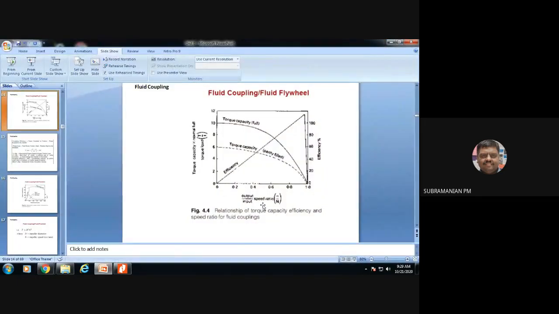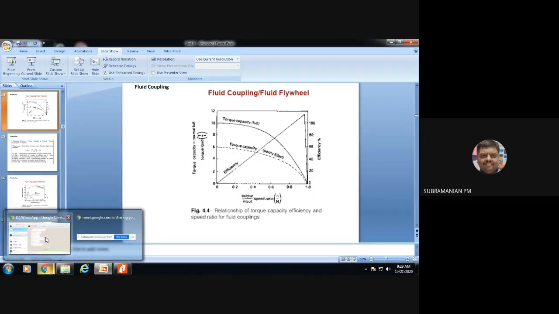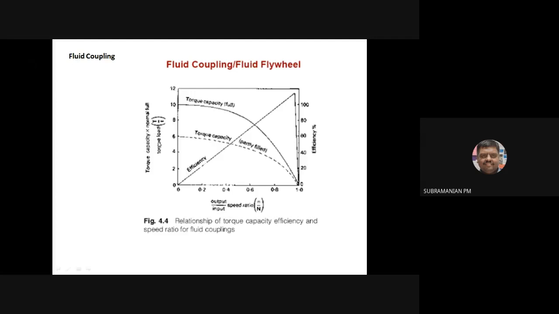Okay. So now you can see speed ratio is equal to 1. We will have a maximum efficiency. Now you can see in the y-axis, we are having two y-axes. One is efficiency and another one is torque. You have a torque capacity. So you can see efficiency increases with speed ratio. That is, my small n is getting increased, my turbine speed is getting increased.